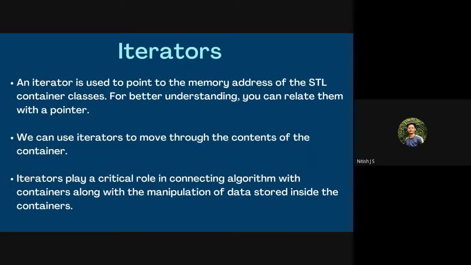Now, moving on to iterators. Basically, an iterator points to the memory address of the STL container classes. And if you have learned C, then you can relate them to pointers. We use iterators to move through the elements of the containers. Without iterators, we can't actually connect the algorithms with containers. Iterators act as a bridge between the containers and algorithms and allow us to manipulate the data stored in the containers.